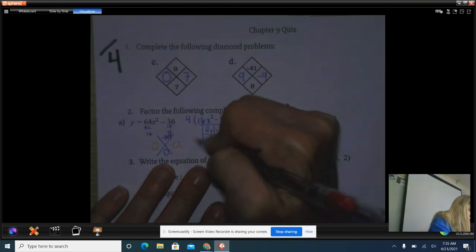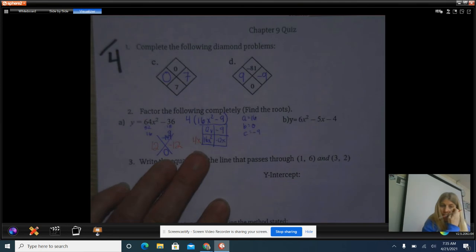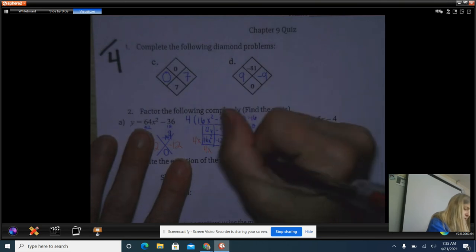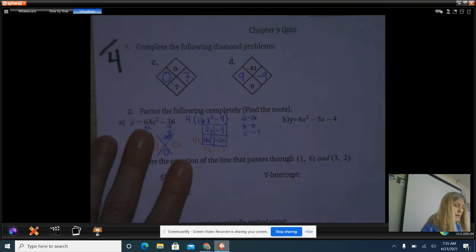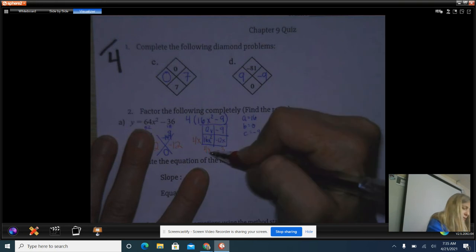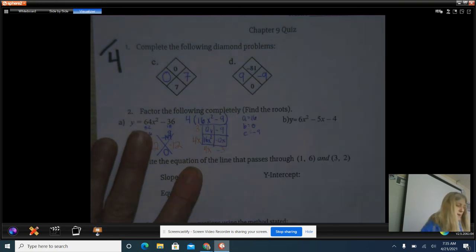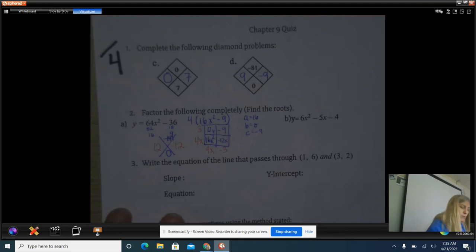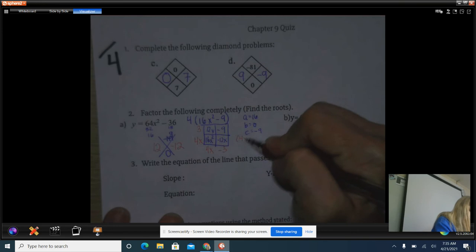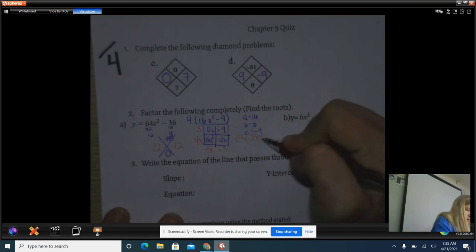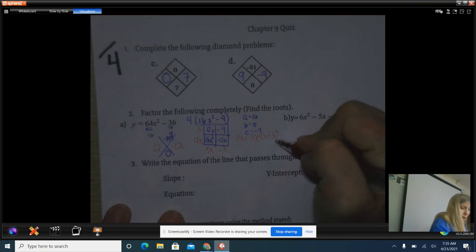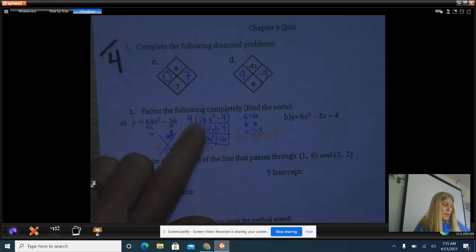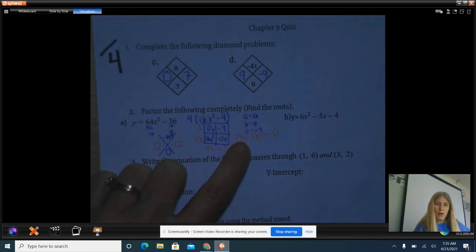So I'm going to have a 4x going in this direction. Now, a 4x times another 4x gives me 16x squared. 4x times negative 3 gives me negative 12x. And 4x plus 3 gives me positive 12x. Now I'm going to write this in product form. I have 4x minus 3 times 4x plus 3. So far, you're going to get a point for your diamond problem, a point for your generic rectangle, a point for your product form.